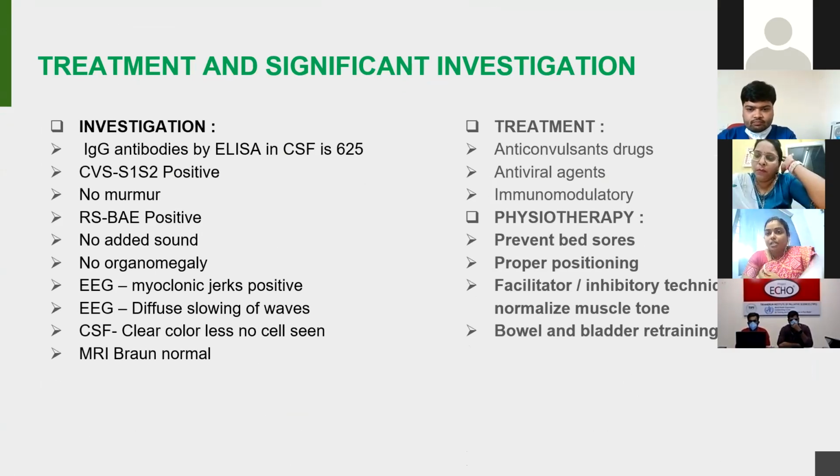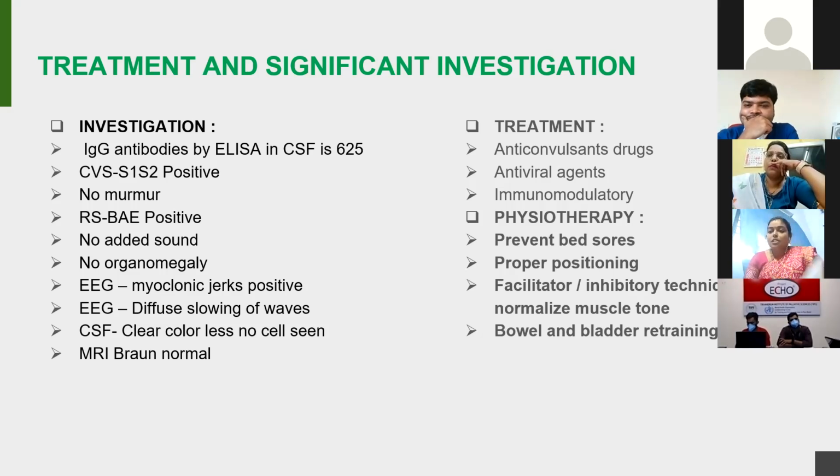Treatment and significant investigations. The IgG antibodies by ELISA in the CSF is 625. Her cardiac waves were normal, no murmur. Respiratory system, bronchial breathing was present, no added sound, no organomegaly. EEG shows myoclonic jerks and diffuse slowing of waves. CSF was clear, colorless, no cells seen. MRI brain was normal. Treatment: anticonvulsant drugs to control seizures, antiviral agents, and immunomodulators are given.